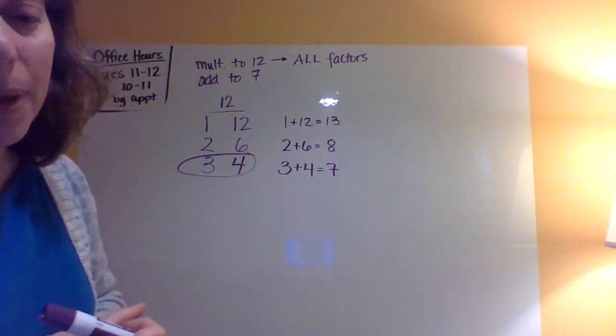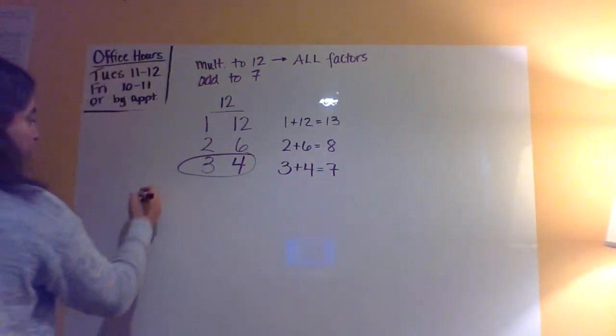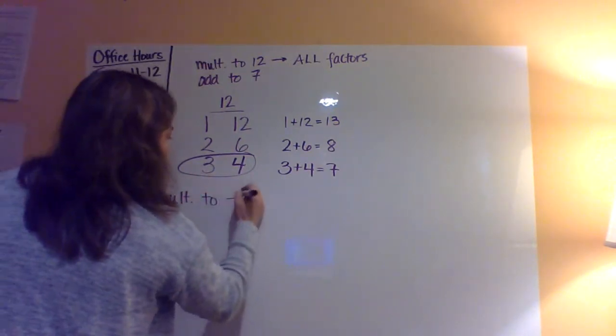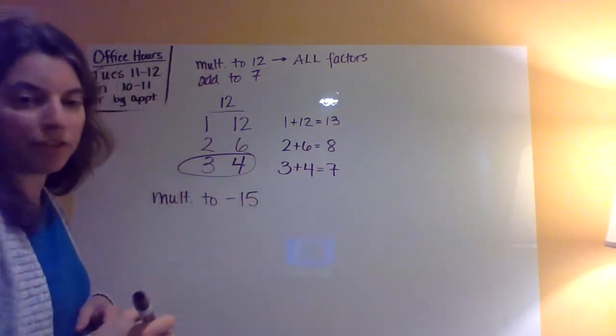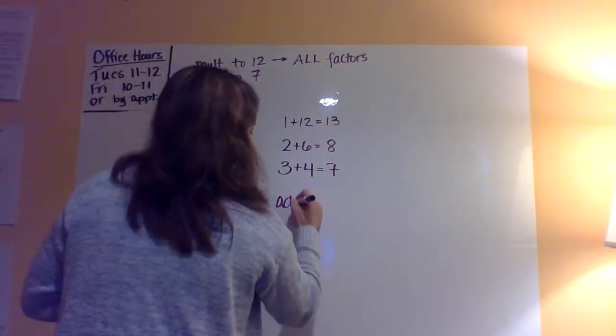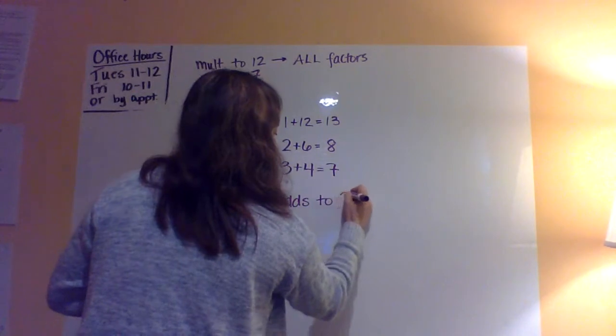Number 8, find a pair of numbers that now multiplies to negative 15 and adds to 2.